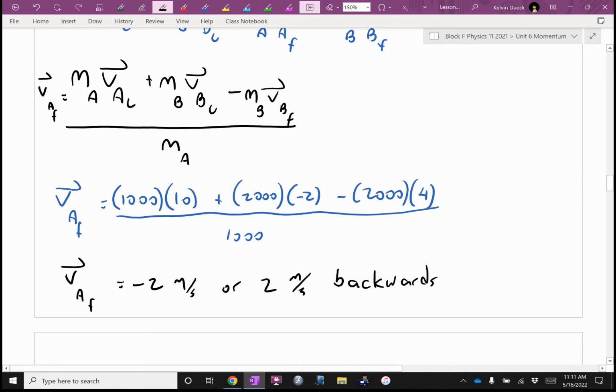The question didn't specify what frame of direction they wanted me to use. If they had said east and west, then I would give my answer in terms of east and west. If they had said left and right, I would give my answer in terms of left and right. They let me pick. So I would accept two.